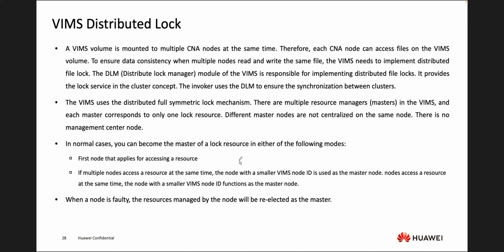Your VMs have a distributed lock, and that's basically how this volume is mounted. So remember, this VIMS that you see there is mounted on your compute node agents at the same time. It gets mounted as a volume, to allow your nodes to access the files on the VIMS volume. So the VIMS volume is like a C directory, how everything gets mapped. It could be mapped from a SAN storage, or from a NAS storage, depending on how it's mapped. And that allows you to have data consistency when multiple nodes read and write the same file.